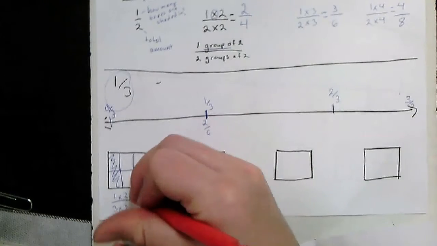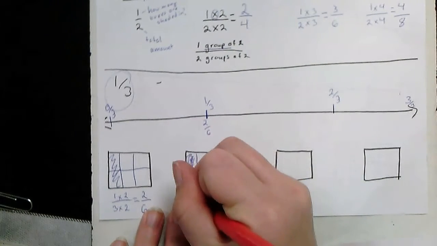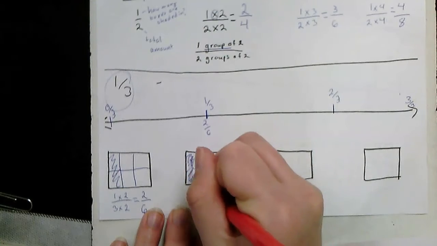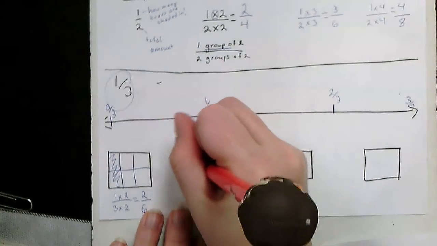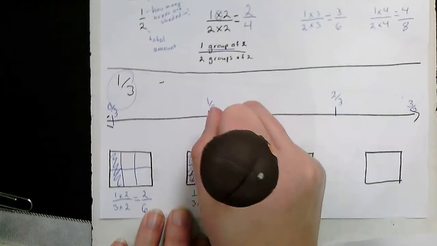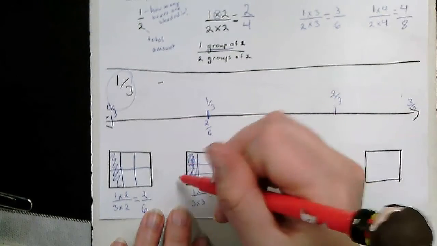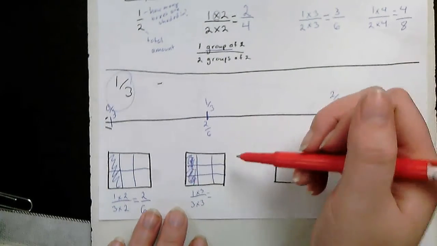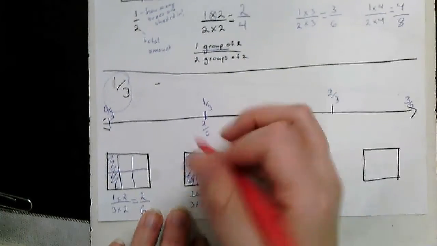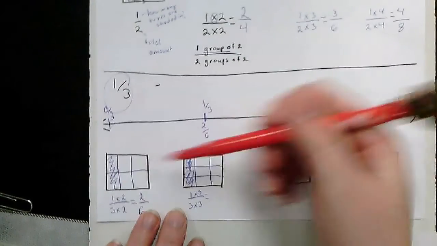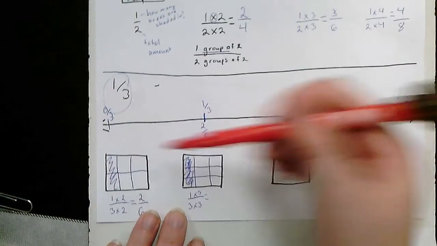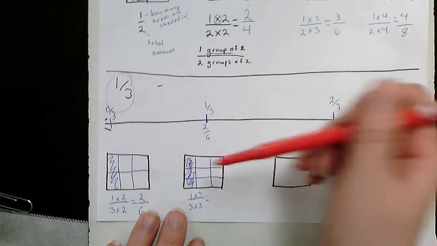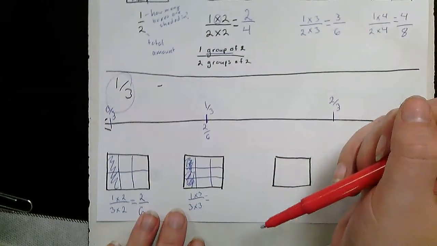So for this one, since I already did 2 groups, I'm going to try and split this into groups of 3. So I will split it into groups of 3 by drawing lines horizontally. So I now have 1, 2, 3 groups. So, as you can see, I still have the same amount. The amount isn't changing. It looks exactly the same. The only thing that is different is the amount of groups that it's being split up into.